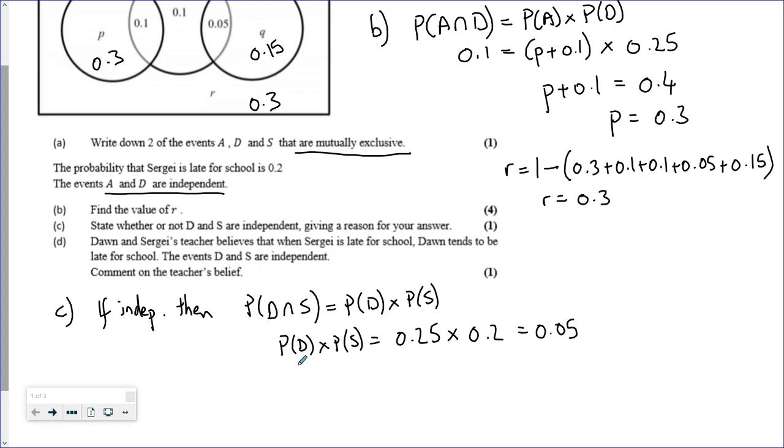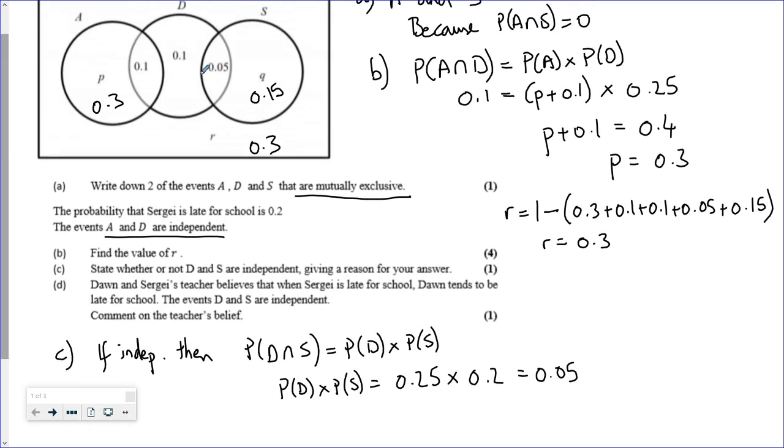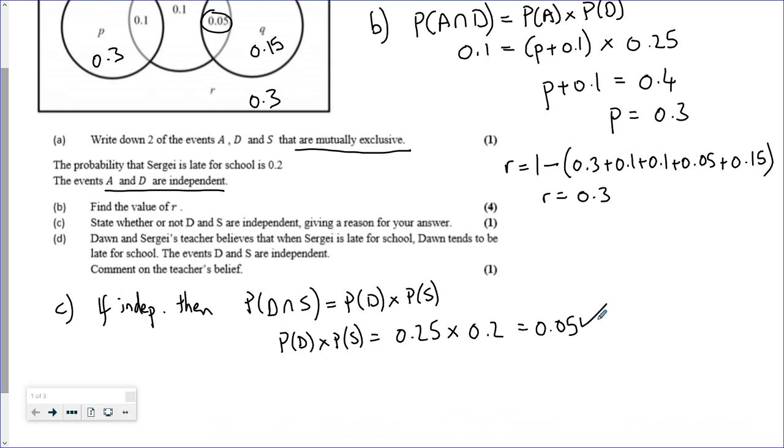And because that is equal to the probability of both Dawn and Sergey being late, because that's the intersection of the two, 0.05, then that means that they are independent. So D and S are independent, because that is equal to the probability of both Dawn and Sergey being late.